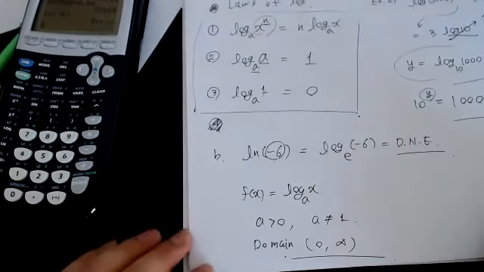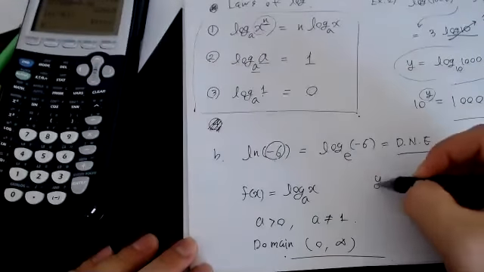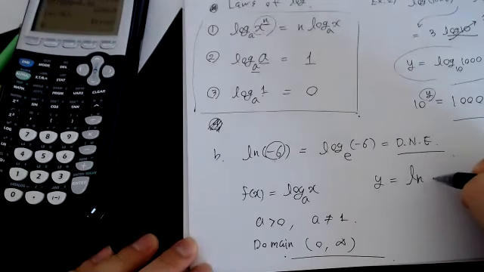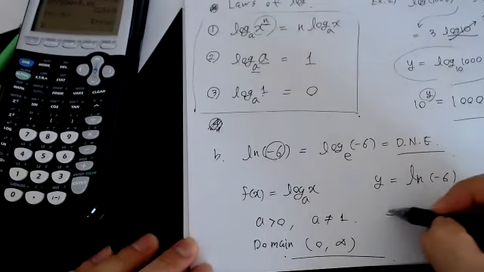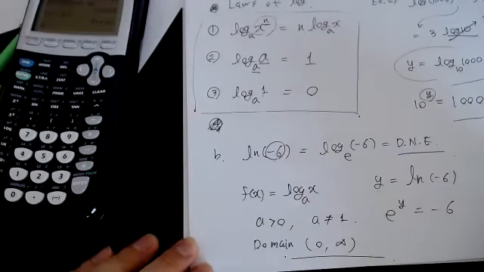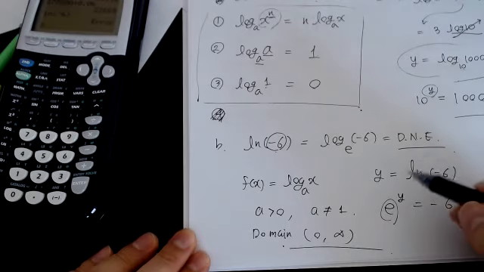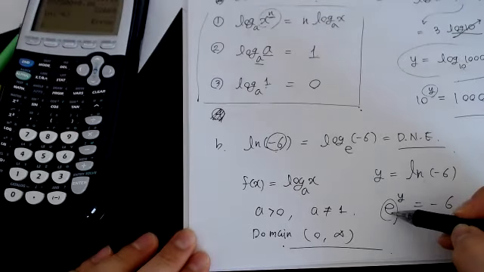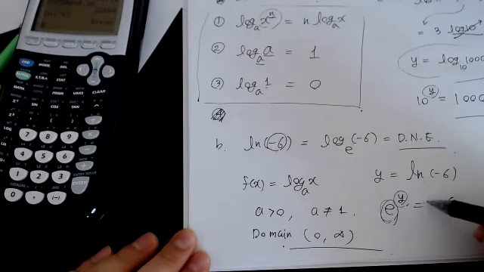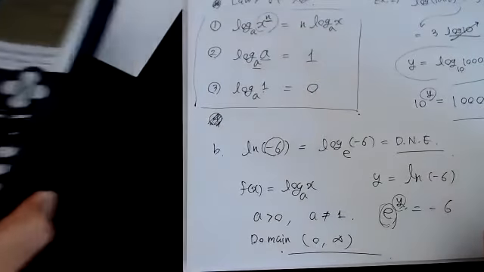Okay, it makes sense. You're just saying that y is equal to natural log of -6. It means that e to the y is equal to -6. But e is what? e is 2.718 something, okay? So then what? A positive number to some exponent equals a negative number. There's no such y. There's no such exponent.